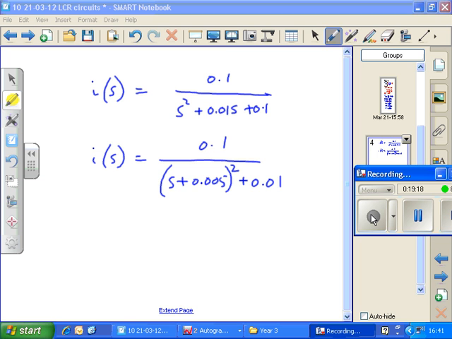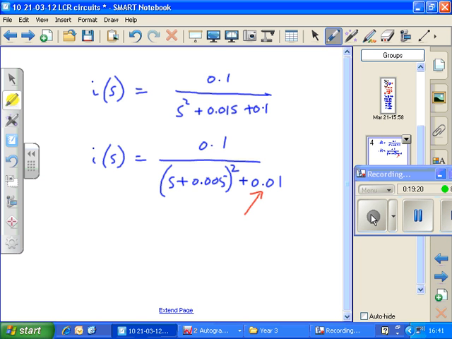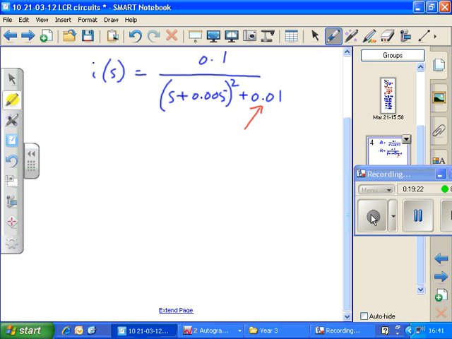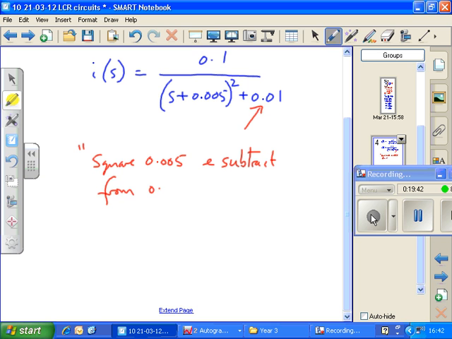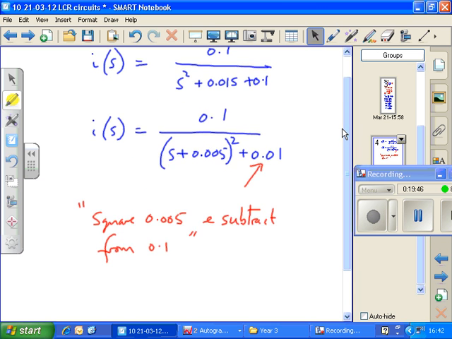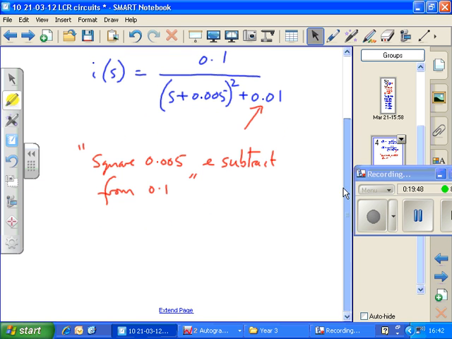So how do we get this? What do we do? Let's put this into words. Square the 0.005, and then subtract that from the original 0.1. Okay. The 0.1 here, yeah.